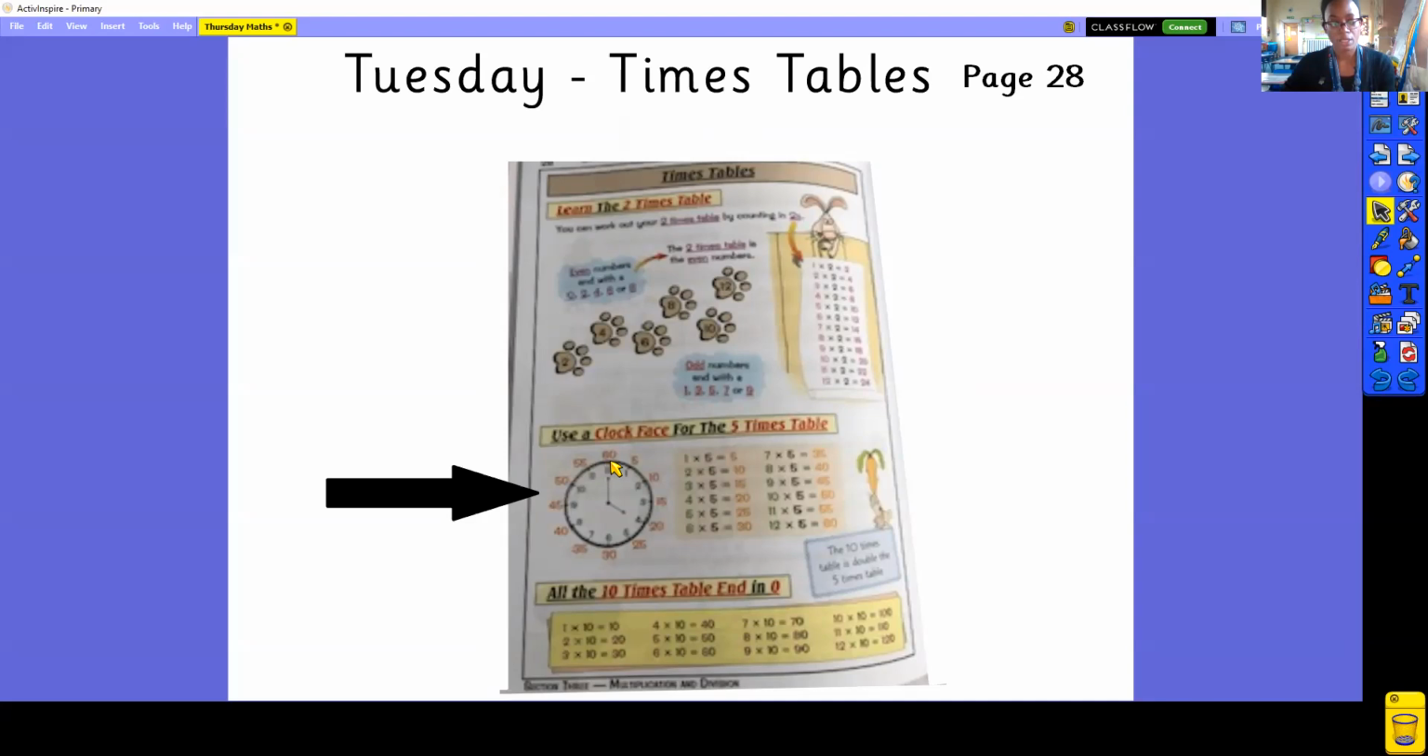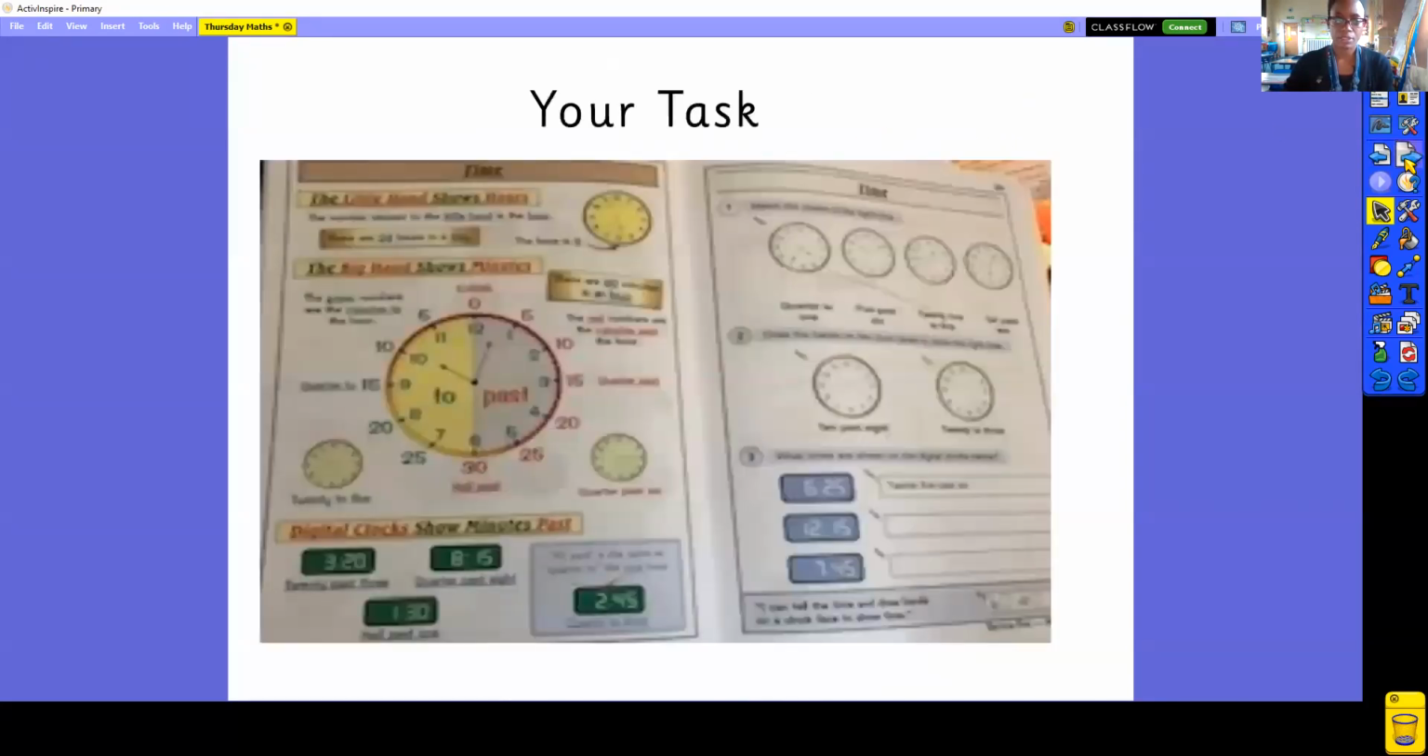6 times 5 is 30, goodness, I'm thinking about the 12, and then 12 times 5 is 60. It all comes in handy, it really does, as you begin to think about time and think about the good old 5 times table that went with it. That was a couple of weeks ago, we did it on a Tuesday. If you want to refer back to it, it's page 28, but you don't have to, it's just there if you need it. Let's think about our tasks for today.